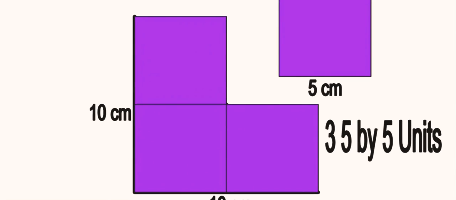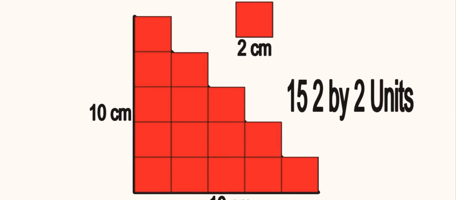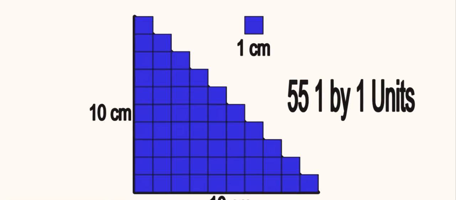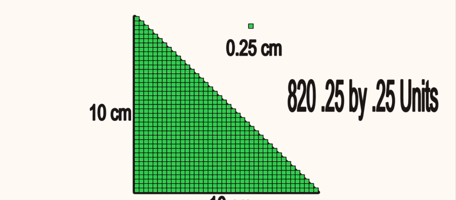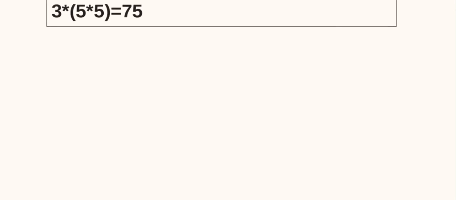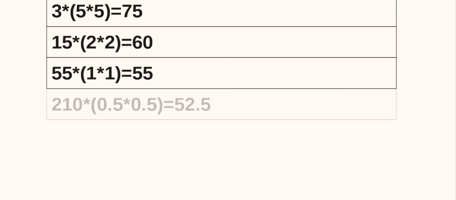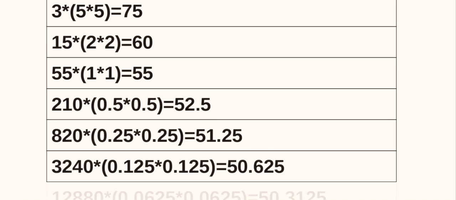Now, I'm just going to generalize, so 3 5 by 5, 15 2 by 2, 55 1 by 1, 210 0.5 by 0.5, 820 0.25 by 0.25. I would have had more graphics for farther on, but my computer can't handle it. But anyways, calculating the area from those, the approximations are 75, 60, 55, 52.5, 51.25, etc. It's going closer to 50, which this better shows.